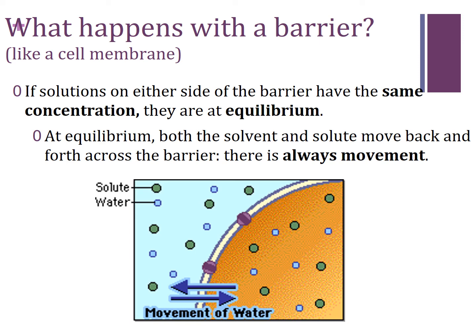So one thing that students always think is that at equilibrium, the solute and the solvent are still. That's not the case. They still have a lot of energy. They're still moving around. So at equilibrium, the solute and solvent are still moving back and forth across the cell membrane.